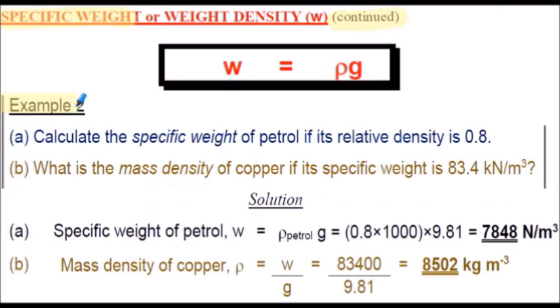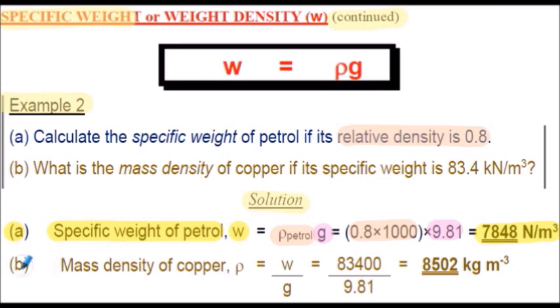So here's example 2, full solution. So in part A, we have to calculate the specific weight of petrol, given the relative density is 0.8. So in this case, specific weight W is equal to the mass density of the petrol. So I've multiplied the 0.8 relative density by 1,000 kilograms per meter cubed for the density of water. And I simply multiply that by the gravitational acceleration of 9.81 meters per second squared. So the specific weight of petrol is 7,848 newtons per meter cubed.